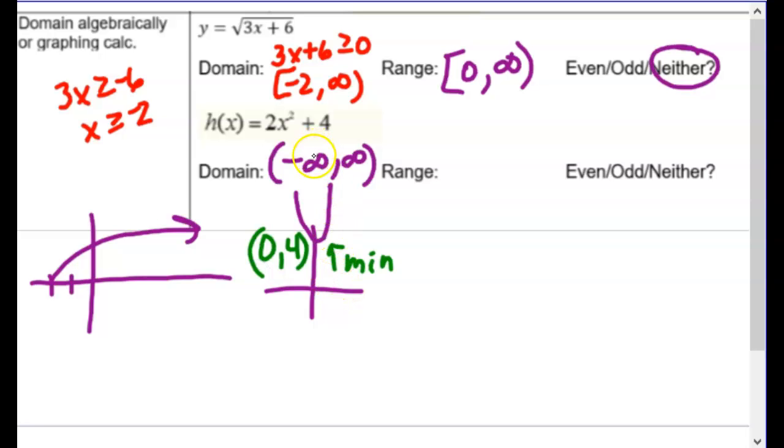This is a nice one. It might not be a nice one. It could be a decimal on the quiz. But if the min is at 0, 4, how do you write the range? Yes, because it has to be the y value and up.